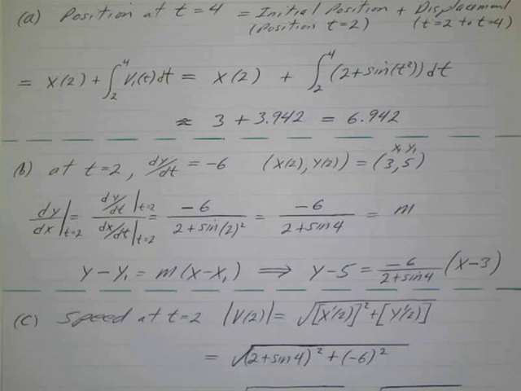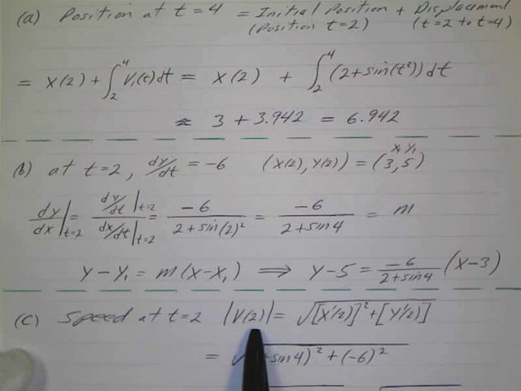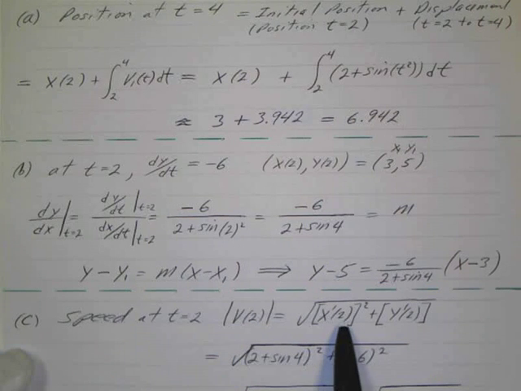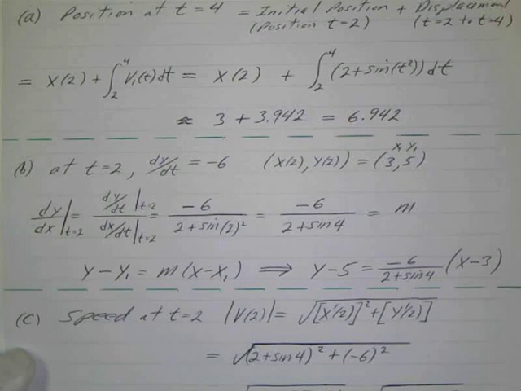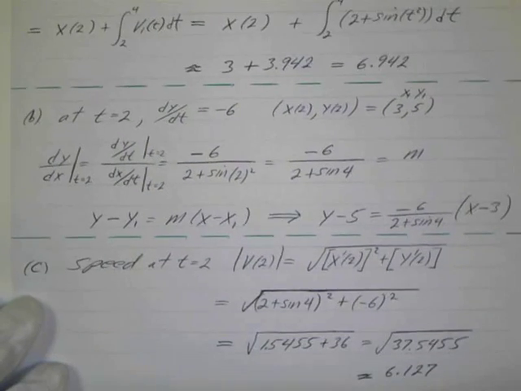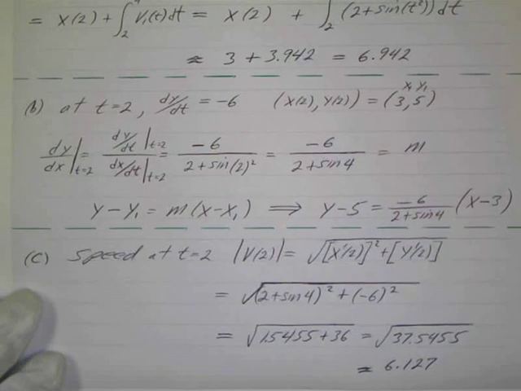And letter C, find the speed of the object at time t equals 2. Well, we can find the speed at t equals 2 because we've got this data here. So that's going to be equal to the absolute value of the velocity vector at t equals 2. So that's going to be the derivative of the horizontal component squared plus the vertical component squared. So this is going to be 2 plus the sine of 4, squared. I figured that out on my calculator to be 1.5455. And negative 6 squared is 36, so I could add those up. And I get 37.5455, and I take the square root of that, and get 6.127.